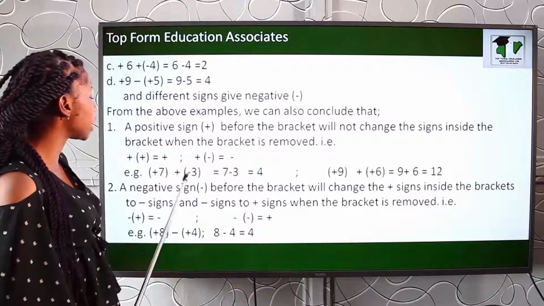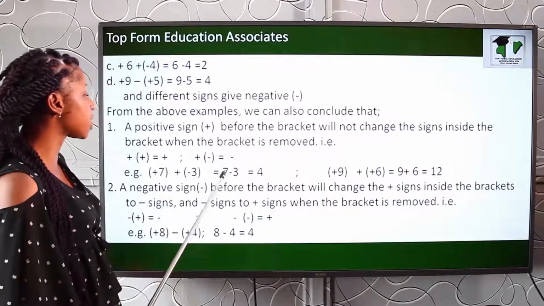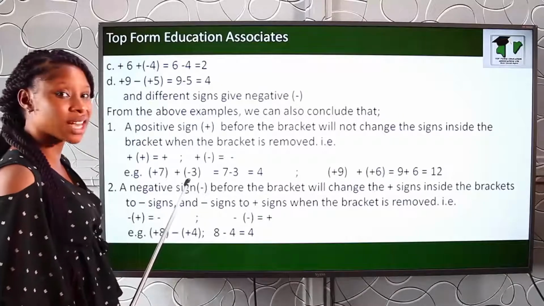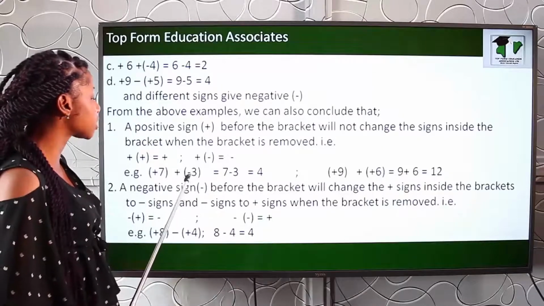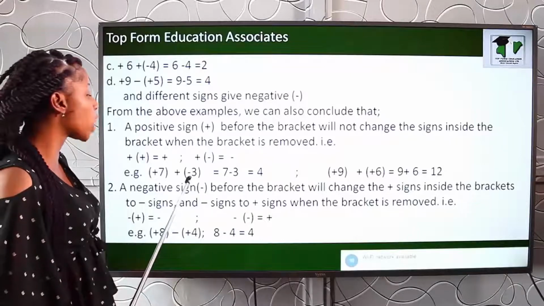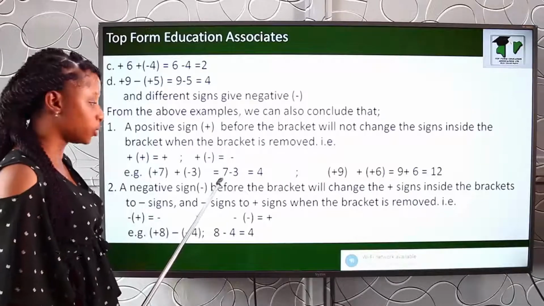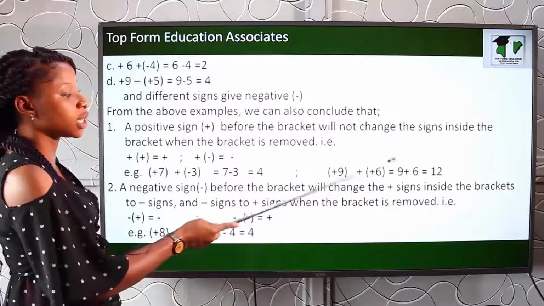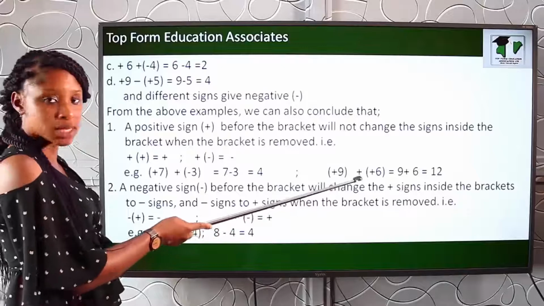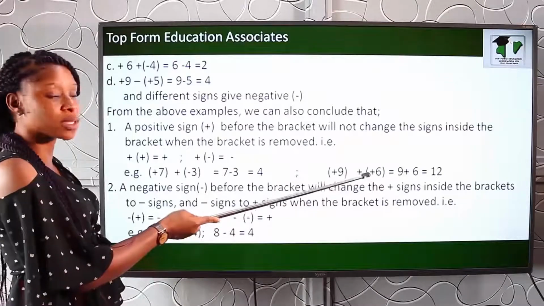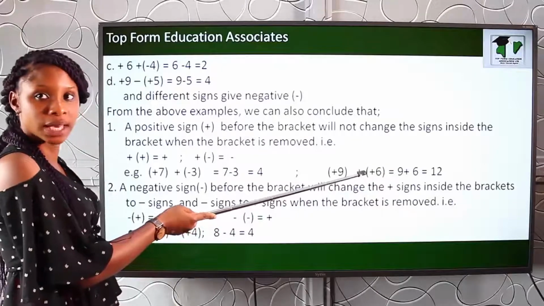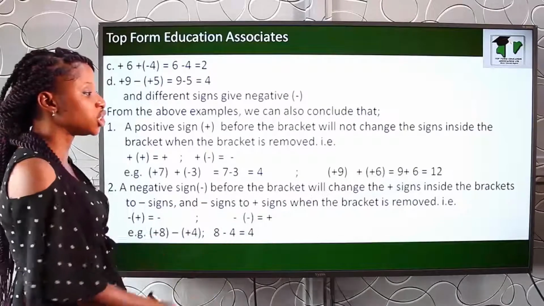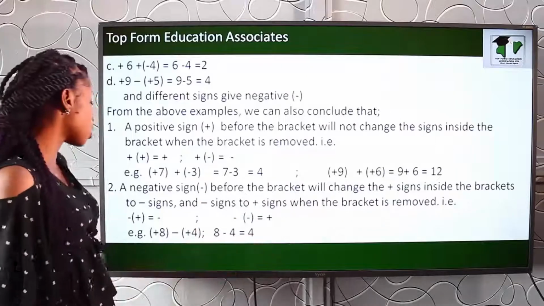Plus 7 plus minus 3 is the same as 7 minus 3. You see that we have a positive sign here and a negative sign inside the bracket. The negative sign inside the bracket did not change when the bracket was removed. Also here, you see we have plus 9 plus 6. We have two positive signs, a positive sign before the bracket and a positive sign inside the bracket. You will notice that the positive sign inside the bracket did not change. Okay, so 9 plus 6 will give us 15.